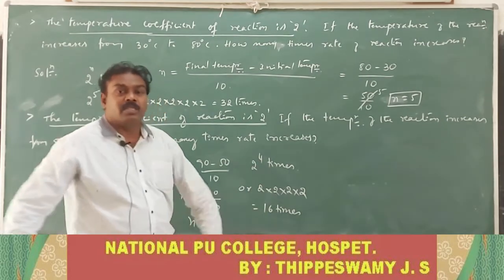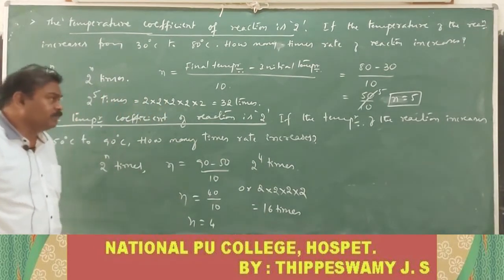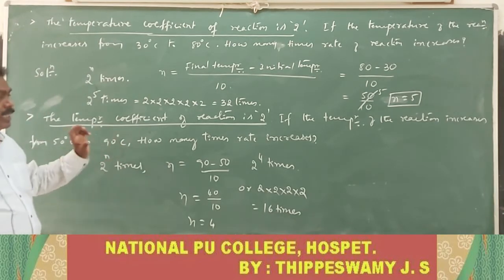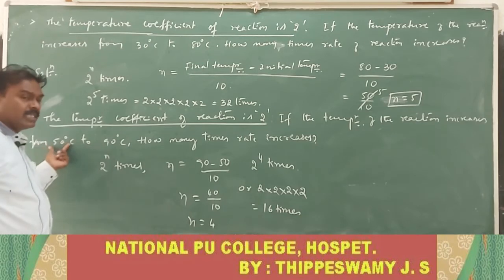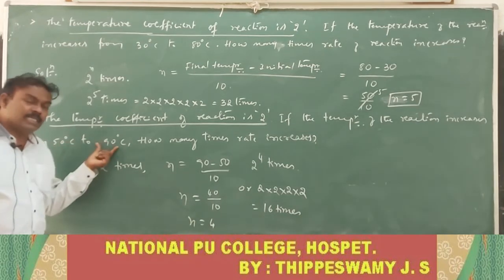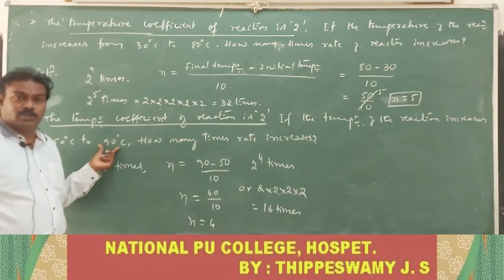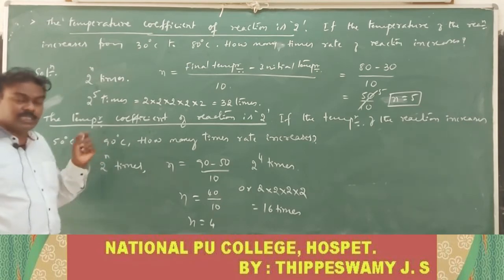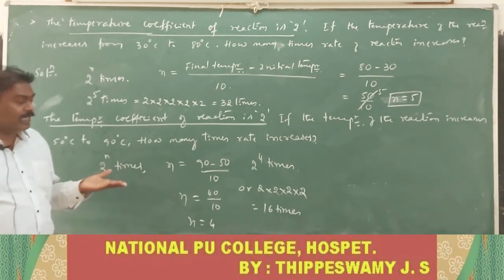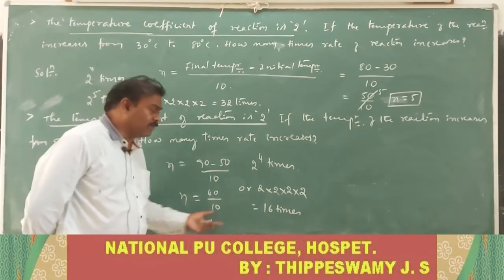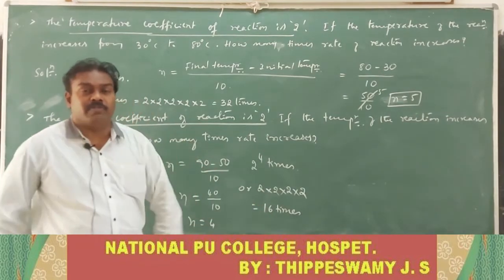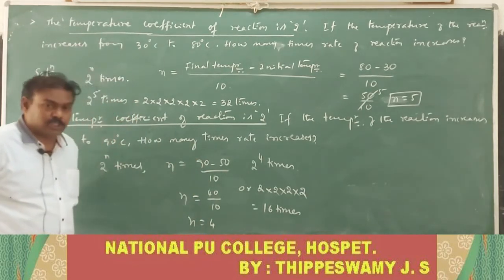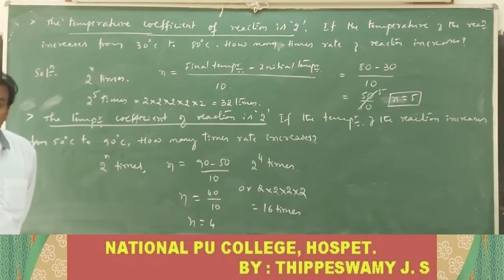Finally, the rate of reaction increases by 16 times when the temperature of the reaction increases from 50 degree to 90 degree Celsius. You know that the reaction is carried out at 50 degree Celsius, and the same reaction is carried out at 90 degree Celsius. Temperature increase means the rate of reaction also increases. How many times? For every rise of 10 degree Celsius, the rate of reaction doubles, that is 2 to the power n times. The value of n will be like this. Then finally, these many times the rate of reaction increases. This is what you should know in the case of rate of reaction and temperature coefficient of the reaction.